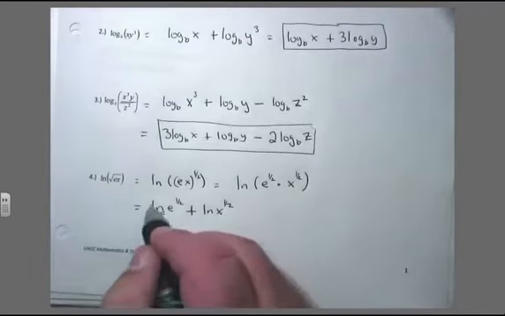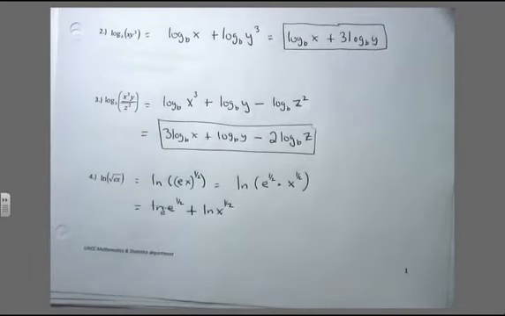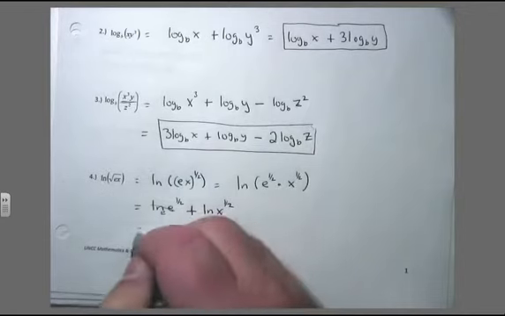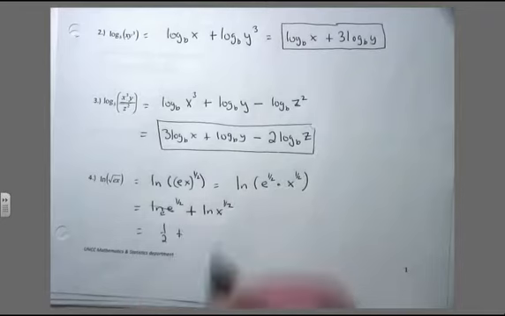These guys will cancel out. Natural log and e's. Get this in your mind always. Natural log and e's cancel. So you're left with 1/2 plus the natural log of x squared. I'm sorry, x to the 1/2, excuse me. Natural log of x to the 1/2.